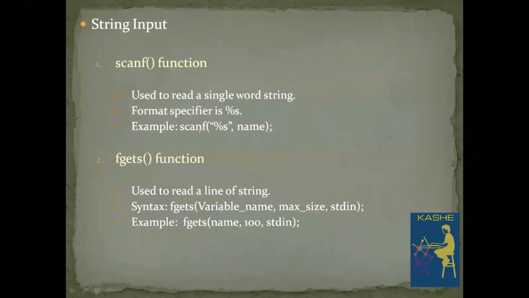And next, how to read string input. Here I am giving two methods. The first one is by using the scanf function, and the second method is the fgets function. If you use the scanf function to read a string, you can read only a single word. The scanf function accepts the input until it encounters a white space character. Suppose you have two words, the first word and the second word, separated with a space. Whenever a space is encountered by scanf, it will stop reading. Then automatically only the first word it will read.